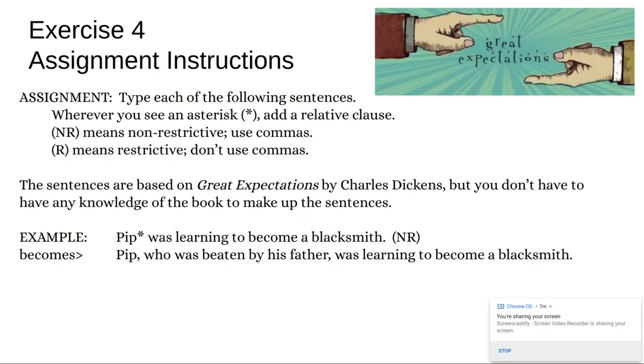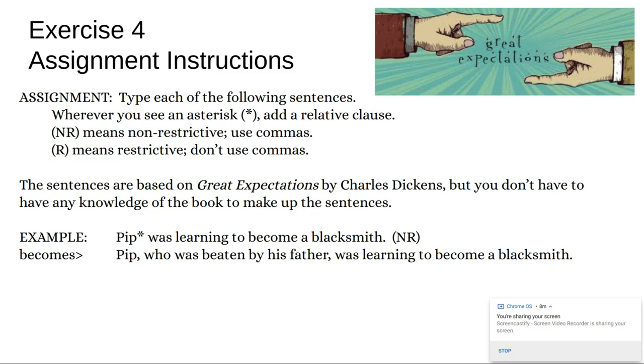They died. All right, so for exercise 4's assignment, what we're going to do is we're going to type each of the following sentences that I give to you. When you see an asterisk, you're going to add a relative clause. If you see NR, that means non-restrictive, so you're going to use commas. If you see R, that means that it's restrictive, so you're not going to use commas. All of these sentences come from the book Great Expectations. You don't have to have any knowledge of the book to make up the sentences. You can make them silly if you want, just as long as they still grammatically make sense, okay?